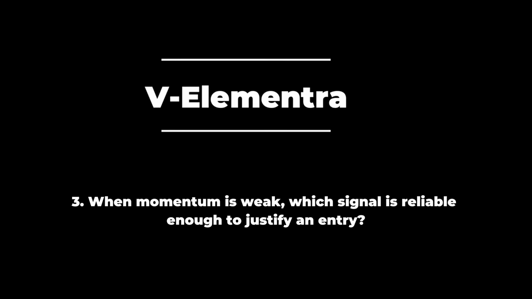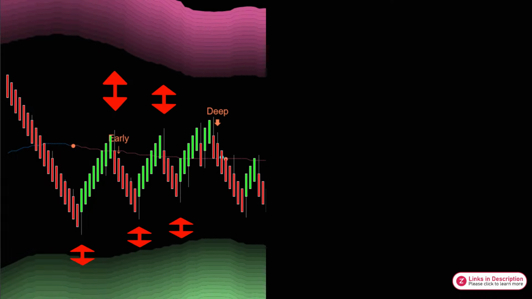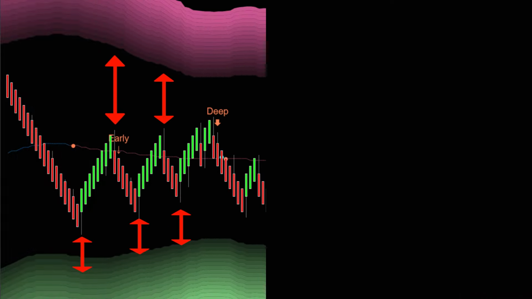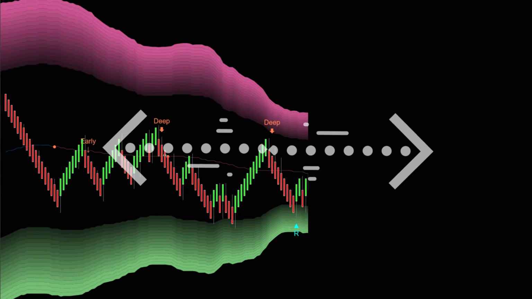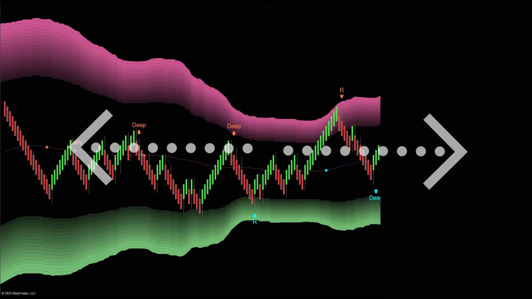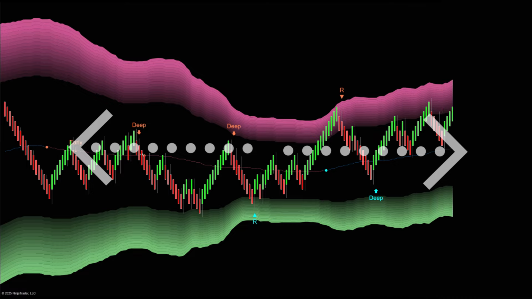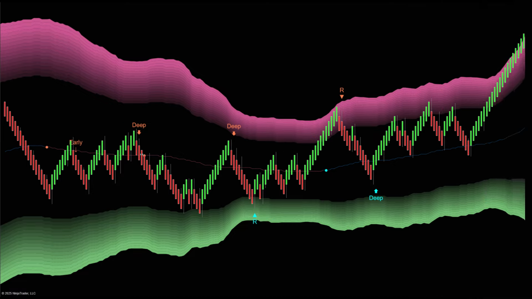3. When momentum is weak, which signal is reliable enough to justify an entry? When market momentum is weak, it means price lacks clear direction. The trend is not strong, and buying and selling pressure are nearly balanced. During such phases, trading with the trend often carries higher risk due to increased noise. That's when the R reversal signal in the V-Elementra system becomes valuable.